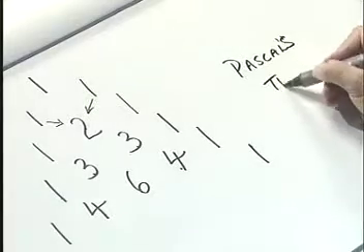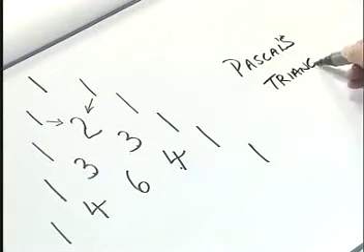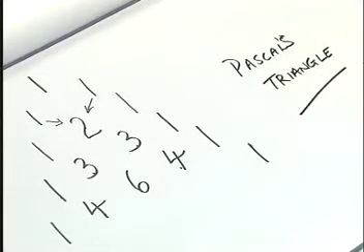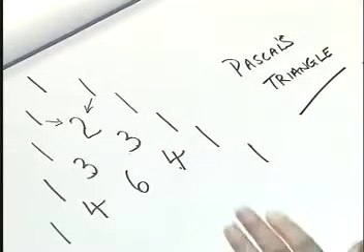And altogether, this triangle of numbers is called Pascal's triangle. Okay. Now we're going to use this triangle to expand binomial expressions, and we'll see that it can make life very easy for us.